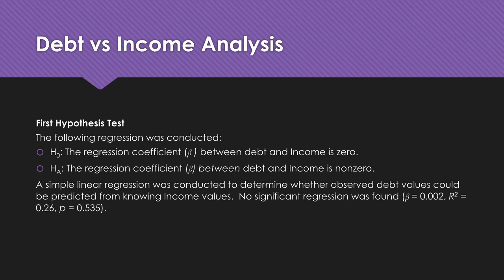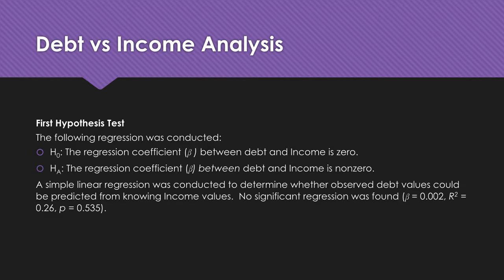So we'll start with the first test performed, which is the debt versus income analysis. In the first hypothesis test, we have again our null hypothesis and our alternative hypothesis. In the null hypothesis, the regression coefficient beta between the debt values and income values is 0. And in the alternative hypothesis, the regression coefficient between the debt and income is non-zero.